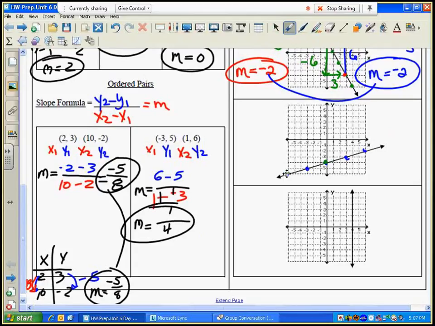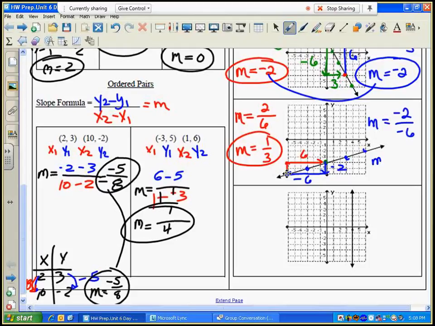Okay. Over here, I'll go left to right. So this is up 2, right 6. Okay, so that gives me 2 over 6. I can reduce that. That gives me a slope of 1/3. Let's go the opposite direction. Down 2, left 6. So that's -2 over -6. All right, negative divided by a negative, I get a positive. It's 1/3. I'm going up the mountain, so I should expect a positive slope.